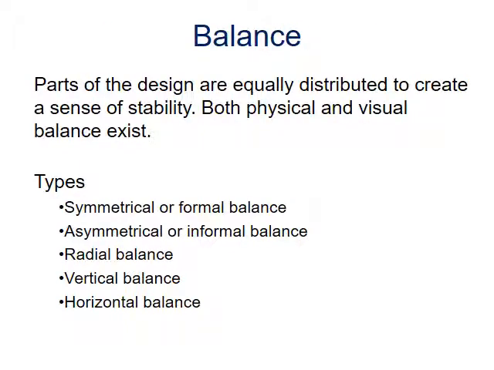So with balance, it's important that we note these 5 types. Parts of the design are equally distributed to create a sense of stability. So balance can be found in different ways. It can be symmetrical balance, or it could be asymmetrical, which means you don't have a balance. It could be radial, which is more circular, vertical, which is tall, or horizontal, which is longer. Think about how vertical and horizontal probably have lines in them, and they even have the same word. Radial, I said circle, isn't that a shape?